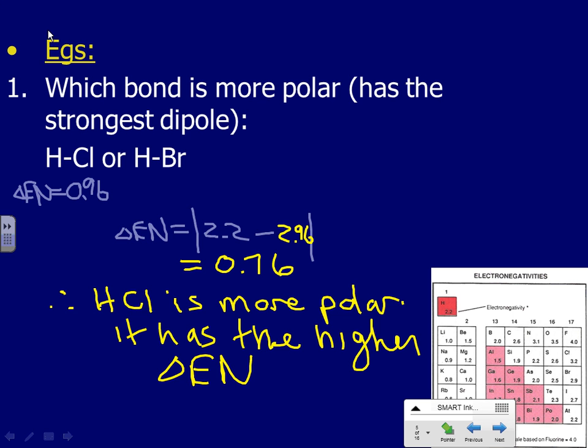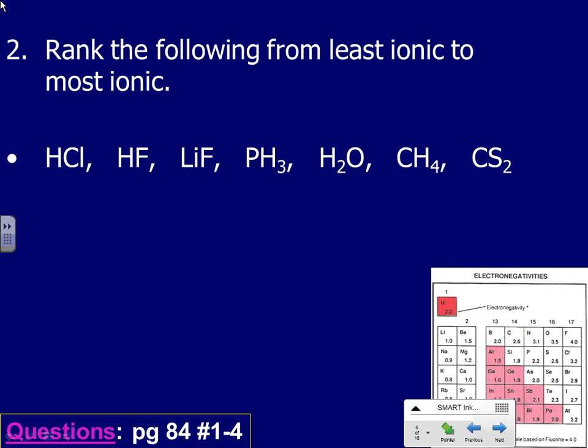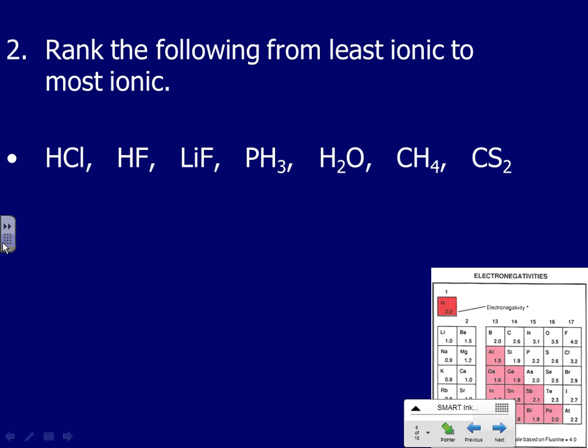Let's do another one. Rank the following from least ionic to most ionic. In this case, ionic is just another term for really polar. So something that's least ionic is something that's not ionic or really far from being polar. Again, what am I doing here to solve this if I want to rank these things in terms of their unequal sharing?